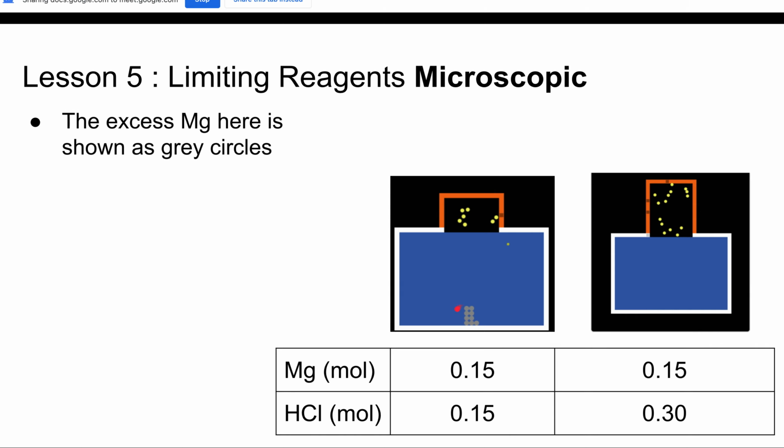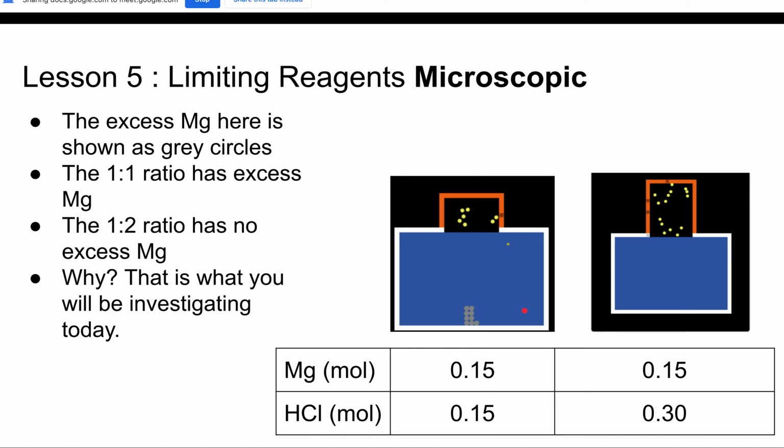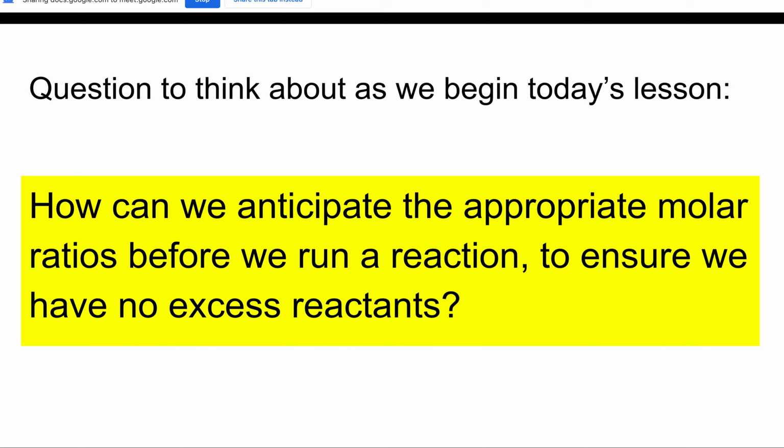So the excess magnesium is shown here as gray circles. Again, the 1-to-1 ratio has excess magnesium. The 1-to-2 ratio has no excess magnesium. Why? That's what we're going to be investigating today. So as we're starting to get into today's class, we need to think about how can we anticipate the appropriate molar ratios before we run a reaction to ensure that we have no excess reactants.